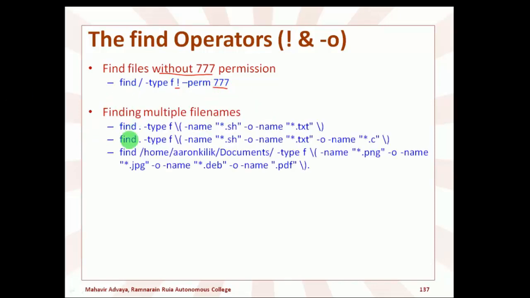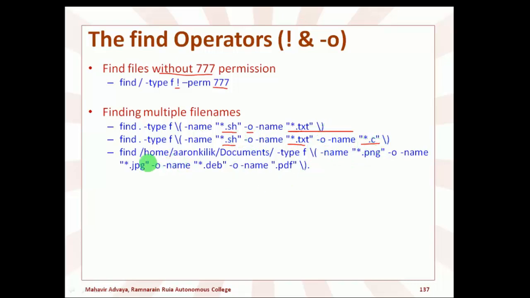You can also search for multiple file names. If you want to search for all the files that have the extension sh or the extension txt, you can search with the operator -o. This is where we give the condition like this or this. Similarly, you can have more than 2 conditions as in here. We are searching for all the files whether they are .sh, .txt or .c.